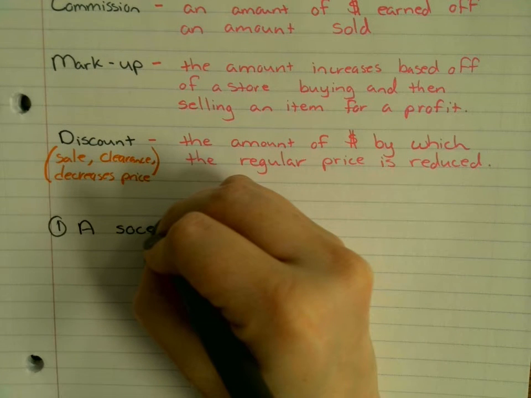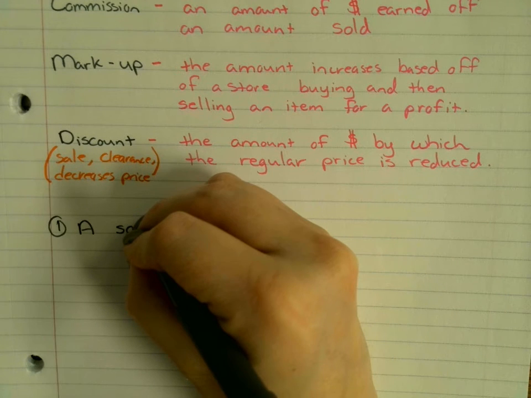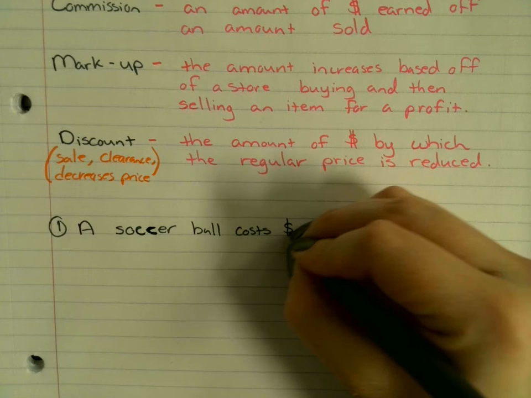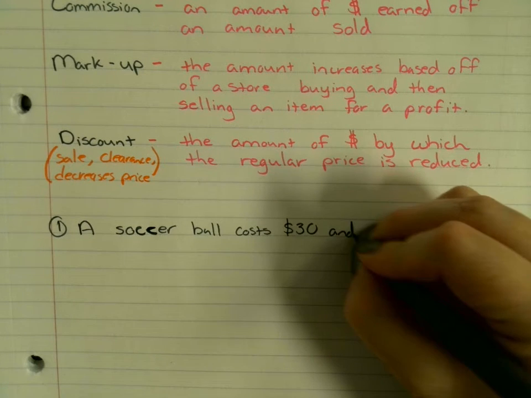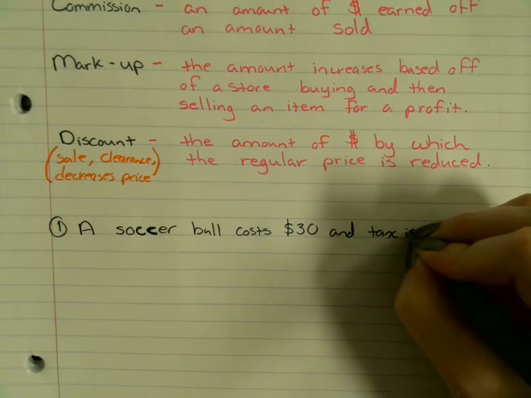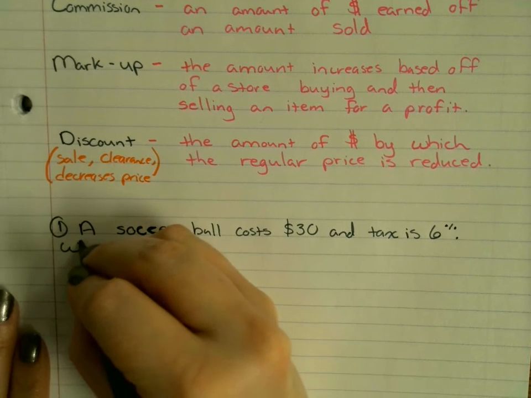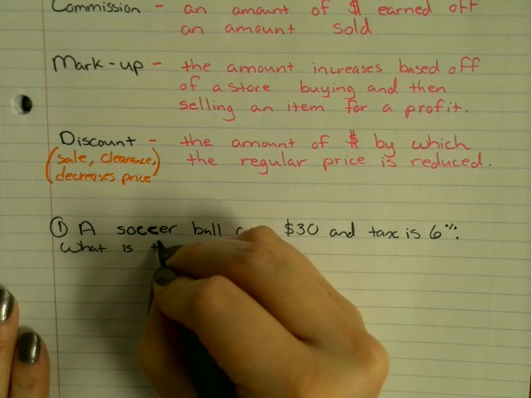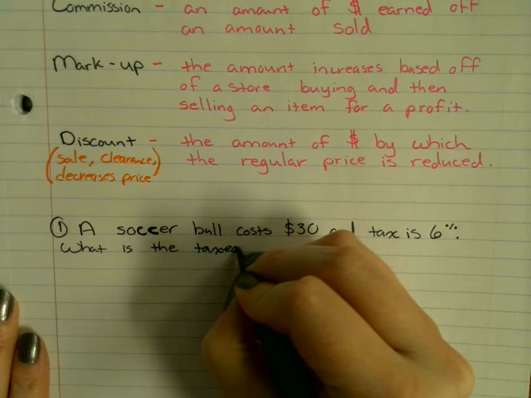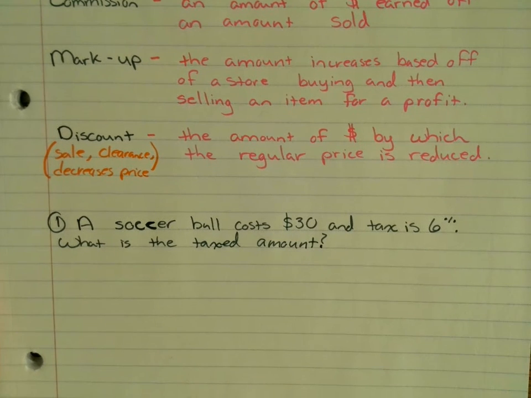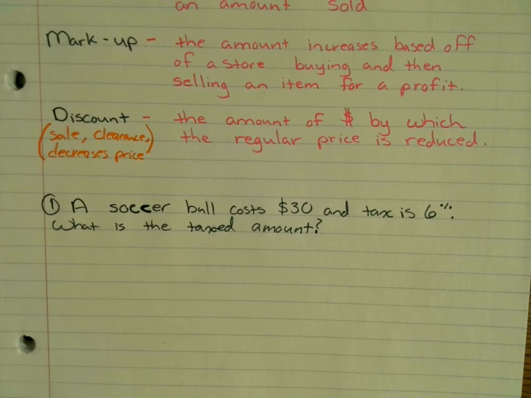Let's say that we have a soccer ball that costs $30 and tax is 6%. So what is the taxed amount? Okay, so a soccer ball is $30 and tax is going to be 6%. We want the taxed amount.